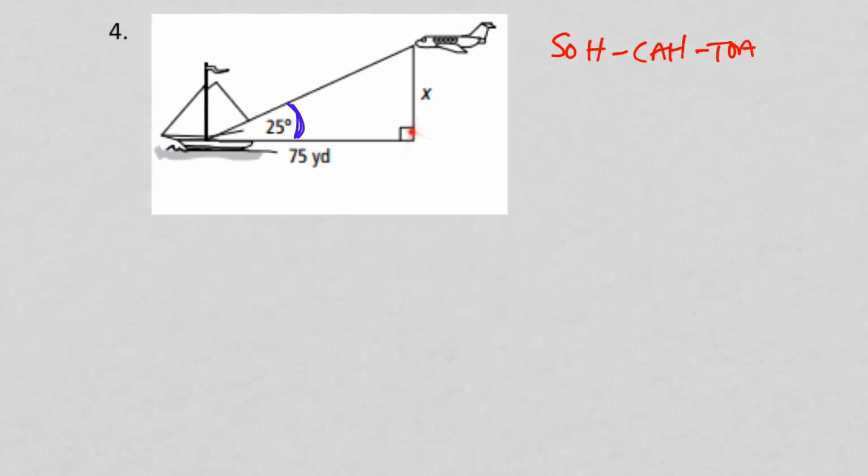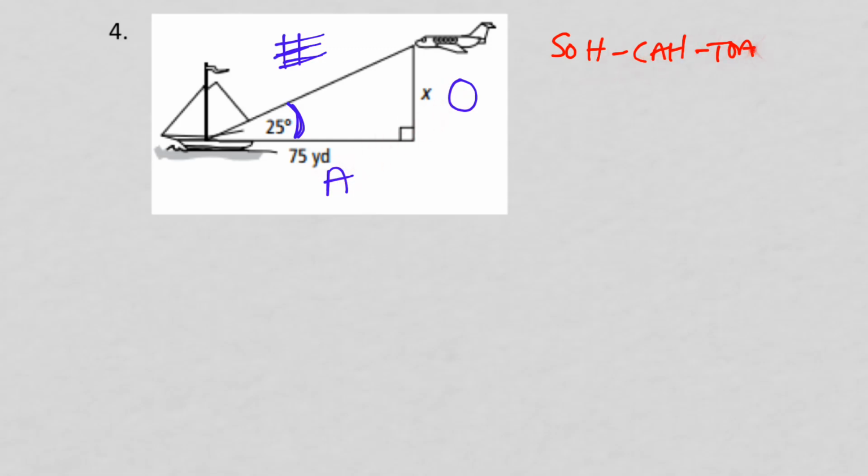Here the hypotenuse is going to be this blank side. I don't know this length in this problem. That's my hypotenuse. Then from the angle that I chose here, the side opposite 25 degrees is going to be the x, so I'll put an O for opposite. And then by default, the adjacent side is 75 yards. In this problem, if I look at the way it's labeled, this hypotenuse has no value, so I really can't use it at this point. So I'm not going to use the H here. What I can use is the opposite and adjacent sides, so OA.